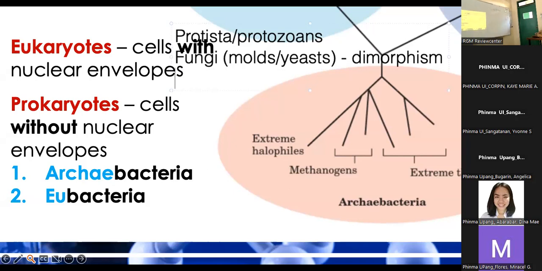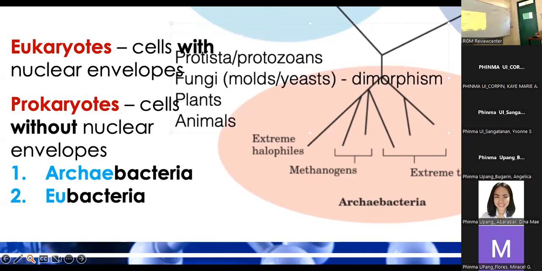Alright. So next we have the kingdoms. After the fungi, of course, you have your plants. And after that, you have your animals. So basically, these four kingdoms are eukaryotic organisms. They are eukaryotes. They are in the superdomain called Eukarya.